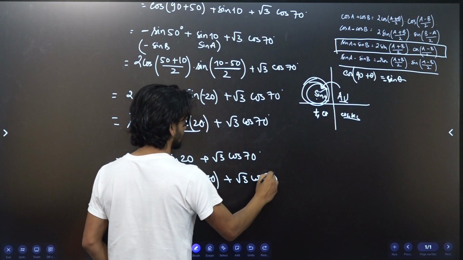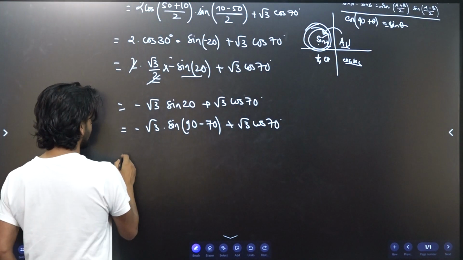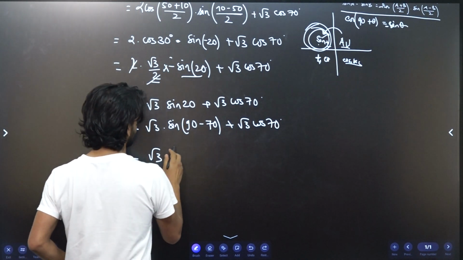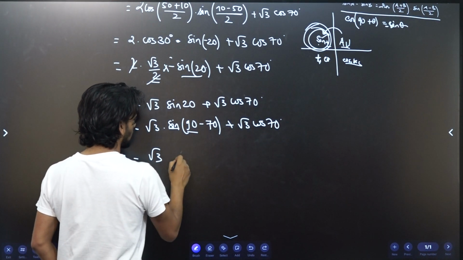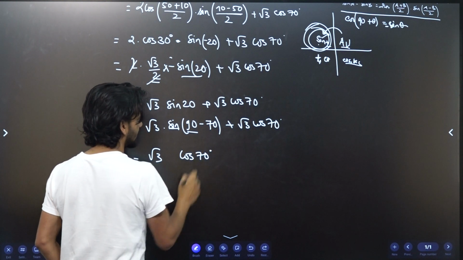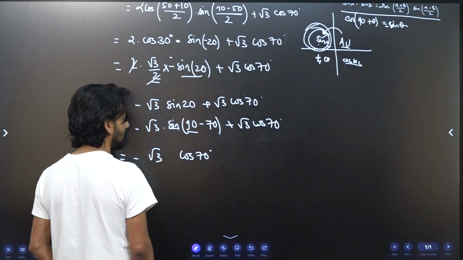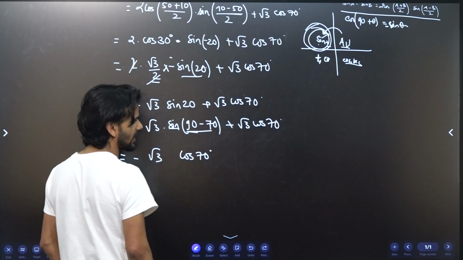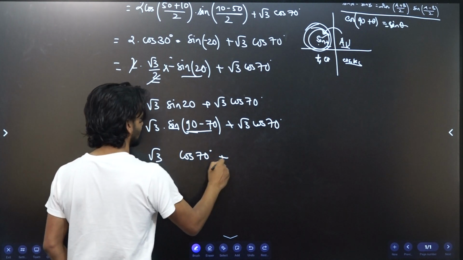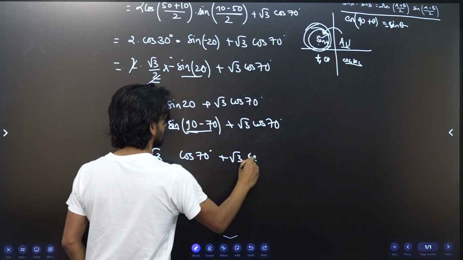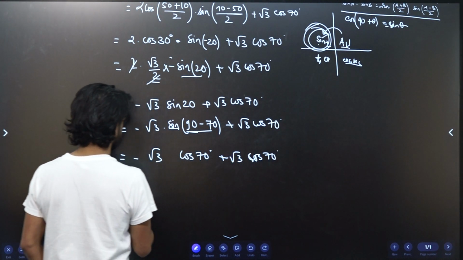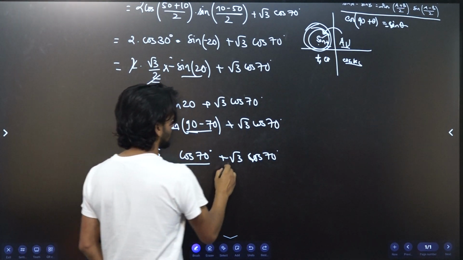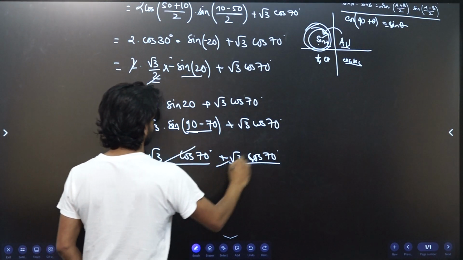Plus root 3 cos 70. Sine (90 minus theta) gets changed into cos theta, and sine is positive in the first quadrant. This is in the first quadrant, right? So that's fine. Plus root 3 cos 70. Root 3 like common. So minus root 3 cos 70 plus root 3 cos 70 is 0.